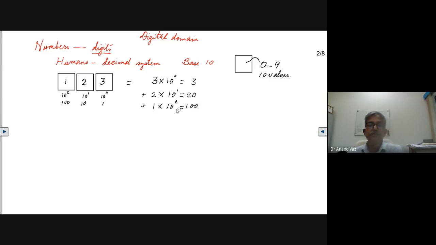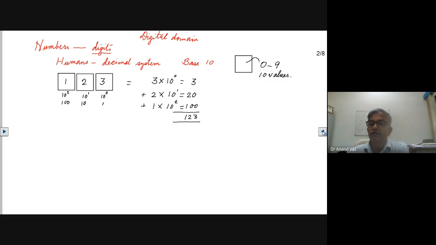When you add up, you get 123. Now this addition you did in the decimal domain. But this is very comfortable for human beings, and possibly it is because we have 10 fingers and we can do our arithmetic with our 10 fingers, adding, subtracting, etc. So it's convenient for us.